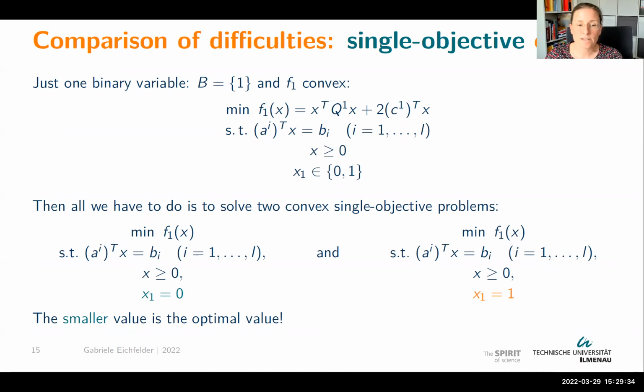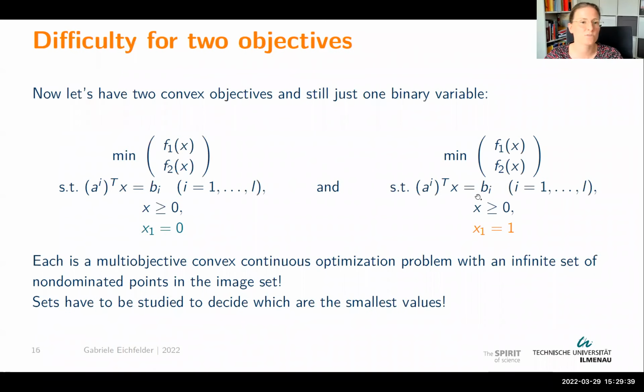And now let's have a look at what's happening in the multi-objective setting. We keep it as simple as possible. We just add one further objective function, and we still assume that F2 is also convex. Still nice linear constraints, and we fix x1 to 0 and to 1 like we did on the slides before. And now what's happening is that we have two multi-objective convex optimization problems. Bi-objective optimization problems, but still there does not exist any method which delivers to you the full set of optimal values of these problems. It just does not exist.